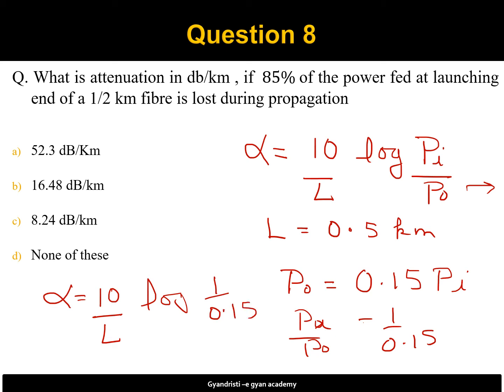In place of L, we can write 0.5. If you solve it further, you will get 16.48 decibel per kilometer. So the correct answer is B.